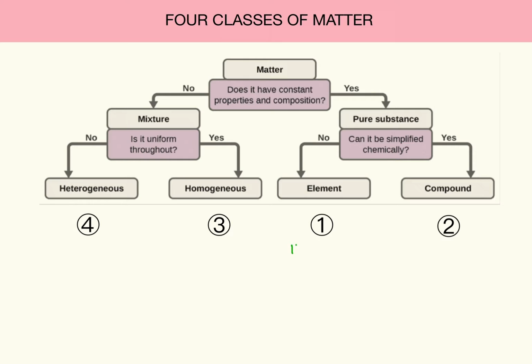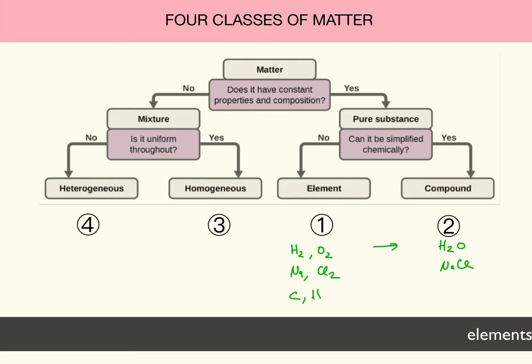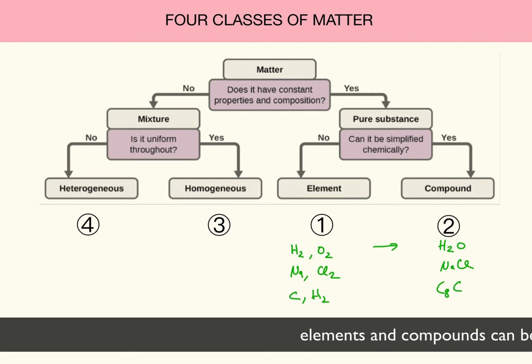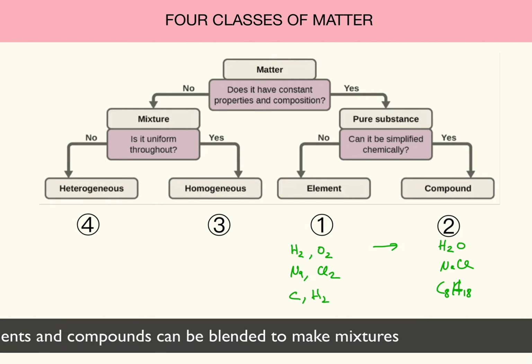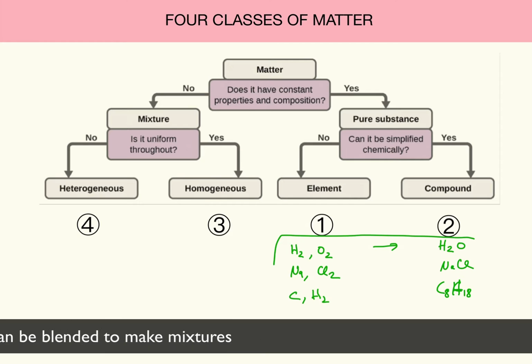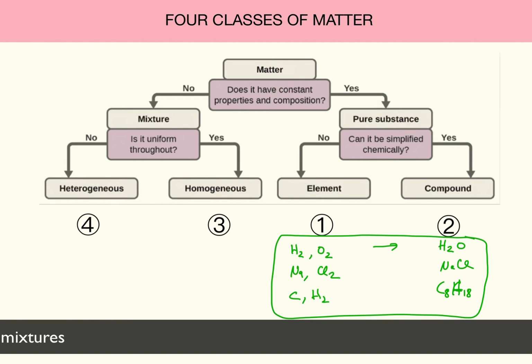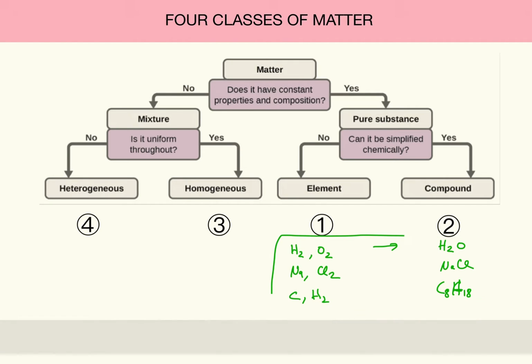So elements, for example, we may have hydrogen and oxygen, and we can combine those to make the compound known as water. Or we could take elemental sodium and elemental chlorine, and we could make sodium chloride, table salt. Or we could even take something like carbon and hydrogen, and we could make octane, a key component in gasoline. Notice, all of these are pure substances because each one of those things that I mentioned can be represented by a single unique chemical formula.